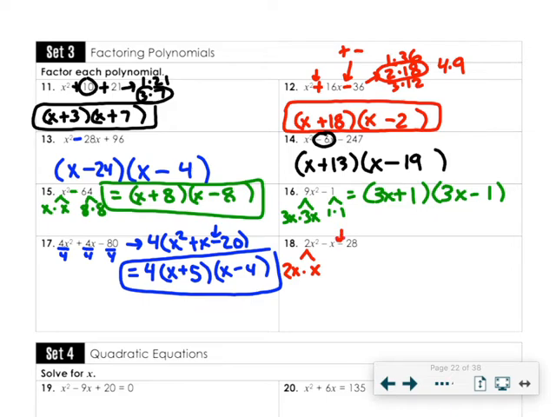Okay, we do have a negative at the end again. Okay, when we look at 28, we have 1 times 28, 2 times 14, or 4 times 7. Okay, we're trying to get, again, since this is negative 28, we're trying to get a subtraction, something that subtracts to negative 1. Okay, none of those subtract to negative 1. 1 minus 28 is negative 27. 2 minus 14 is negative 12. 4 minus 7 is negative 3.